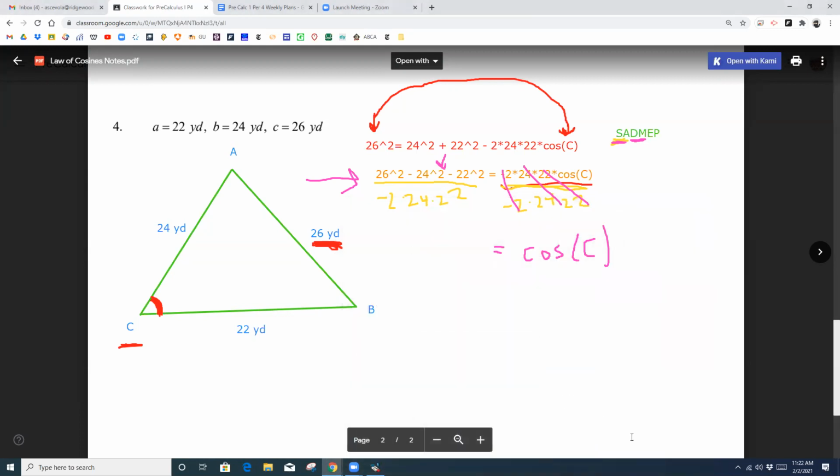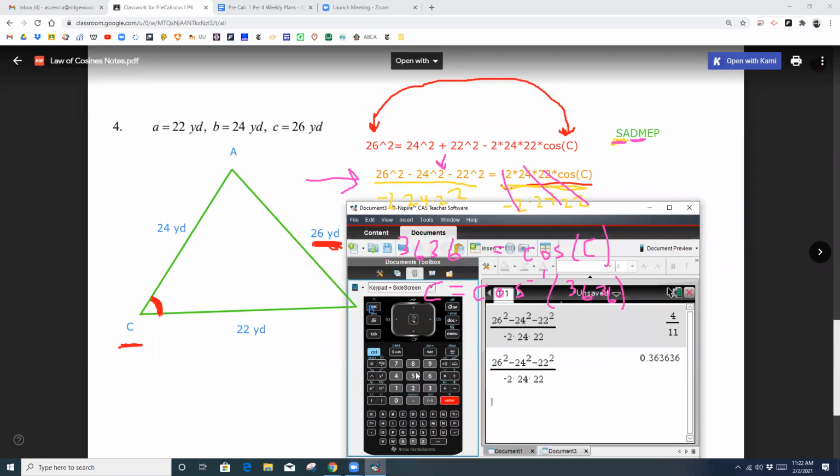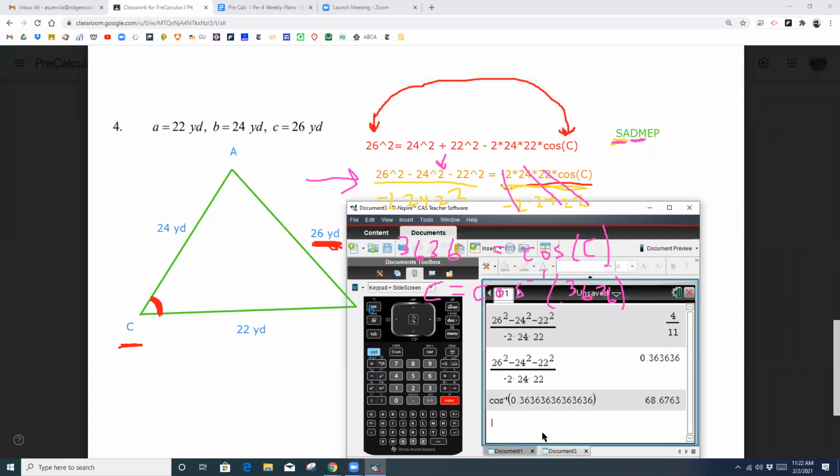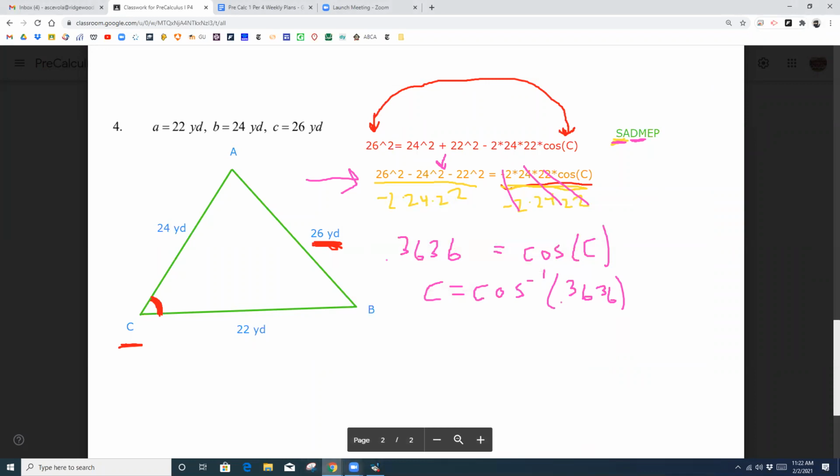So now we have the cosine of C is equal to 0.3636. All right, so now we could just do the cosine inverse of that number to figure out what C is. So do trig cosine inverse of that ratio, and we get 68.67 degrees. So we'll round that up to 68.7.